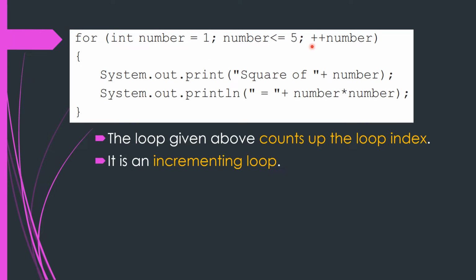So it will continuously increase the value of the number from 1 till 5, or till the condition becomes false. Until then, the condition will be repeated again and again, and as a result we can say that this is an incrementing loop, because 1 then 2 then 3, so in this way the values are increasing and we can call it an incrementing loop.